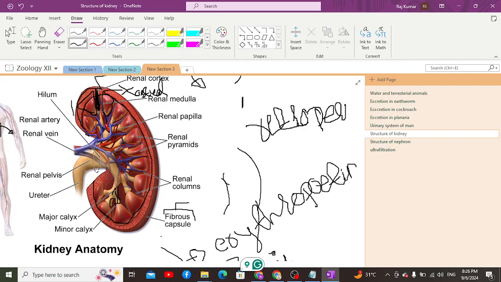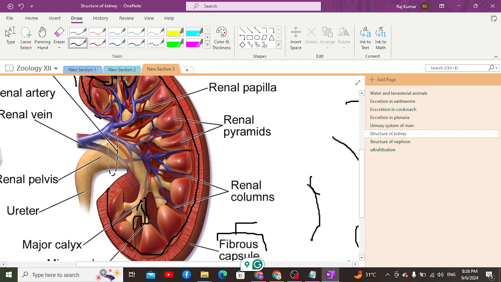It is a medially concave region, and this medially concave region has a medial depression, which is known as the renal sinus.